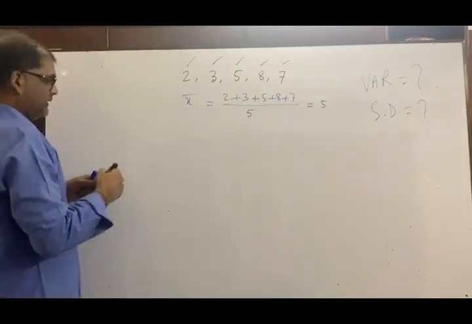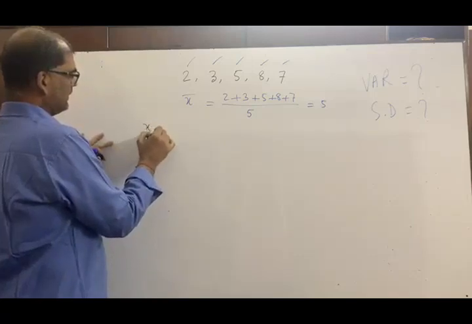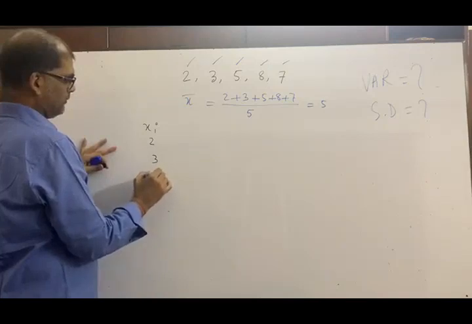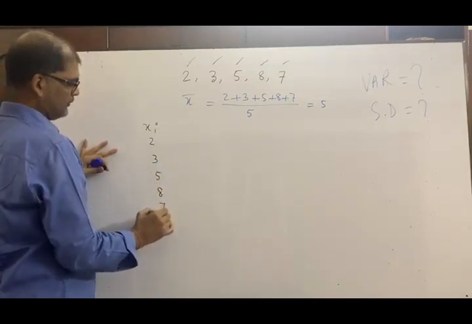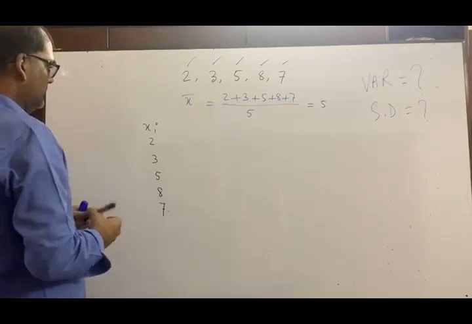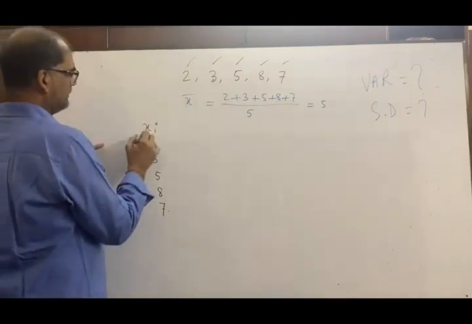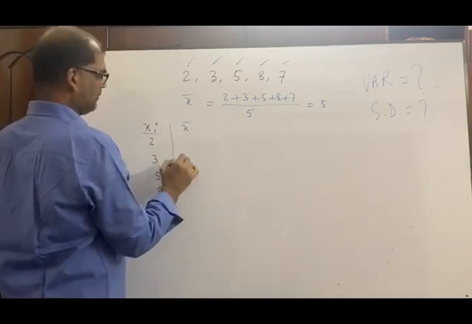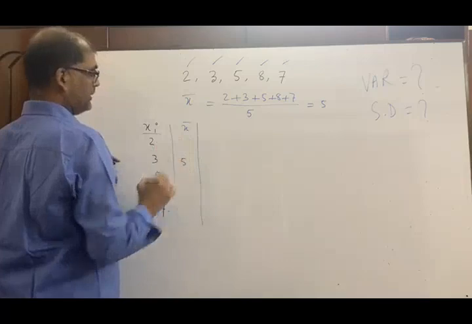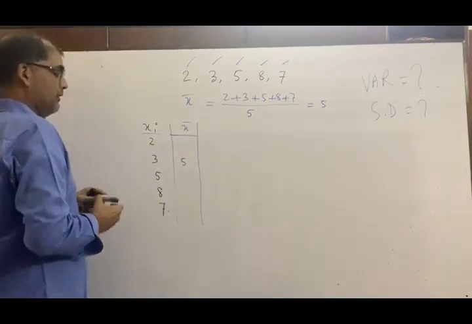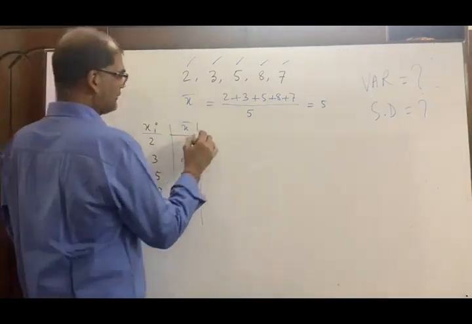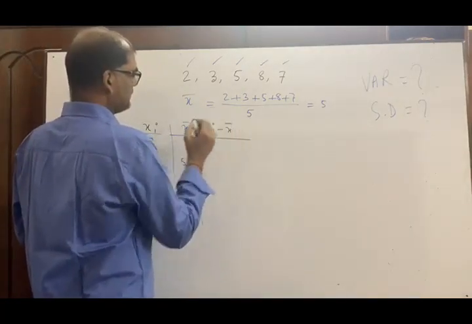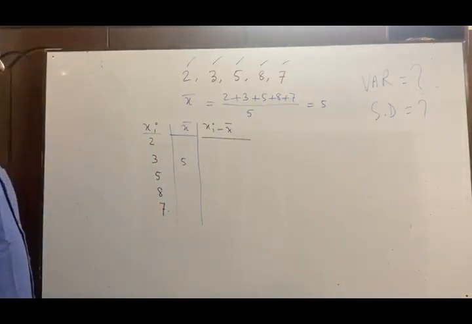Now we can write here like this. You write down xi. Xi equals to what? 2, 3, 5, 8, 7. It is xi, right? Now you write down x bar. What is x bar? X bar is 5. Okay, x bar is 5. Then you write down xi minus x bar.